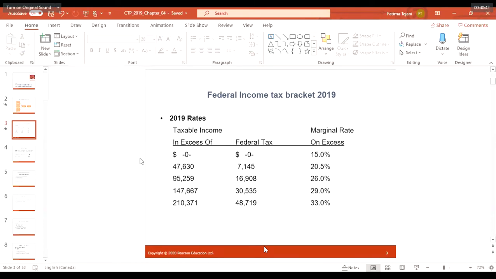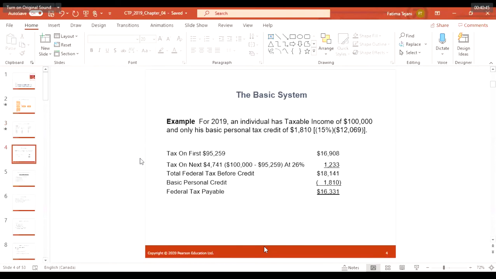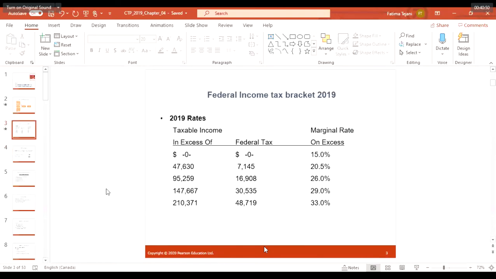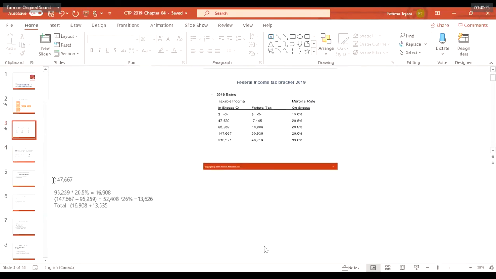Okay, I give you one problem. I know it's a little confusing, and I got a little carried away. So I'm just not going to give the second one. Suppose your income is 100,535. Tell me what is your tax payable? The hint is, if it is 100,000, you already have 95,259 is 16,908, right?